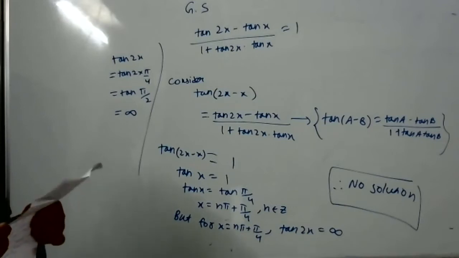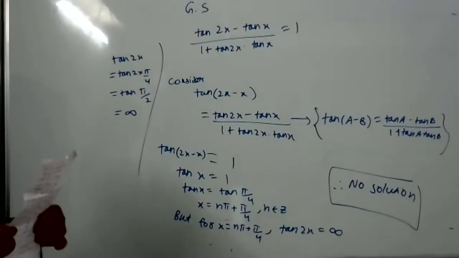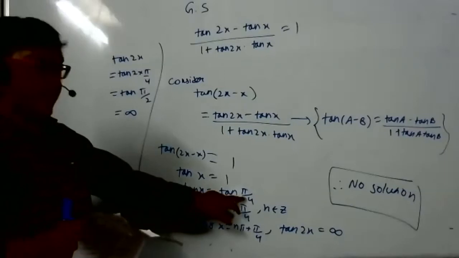Sir, for tan x equals tan alpha, can we write that alpha lies between minus pi by 2 and pi by 2? But we got the answer as pi by 4, so x has no solution. Between minus pi by 2 and pi by 2, only pi by 4 lies in it, student.